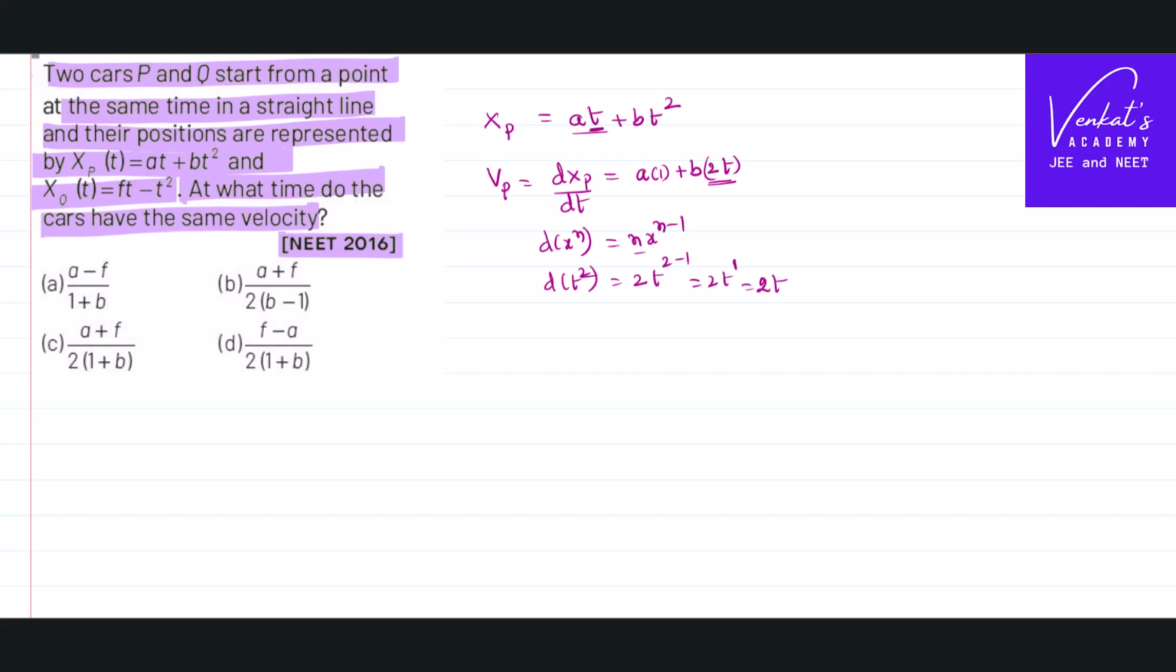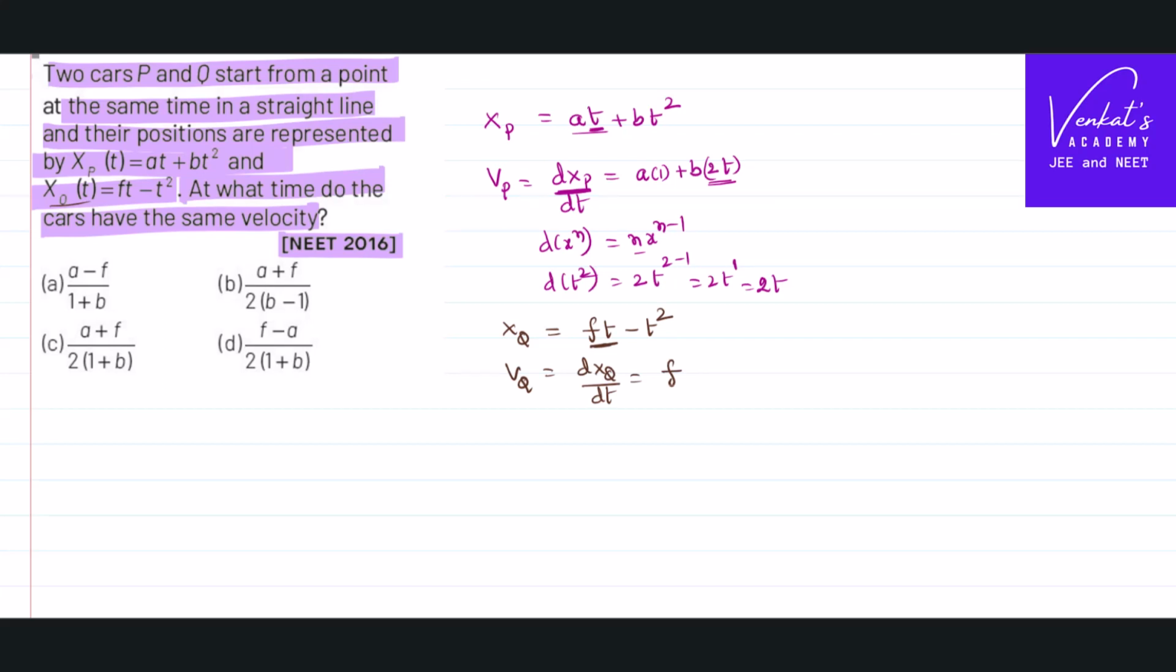When there is just t, then differentiation of that becomes dt by dt, so the t will just disappear and only the constant will remain. Similarly, displacement of q is given as ft minus t square. Here again f is a constant. So velocity of q is the differentiation of that with respect to time. Again f is a constant, so that becomes automatically f, as I told you here.